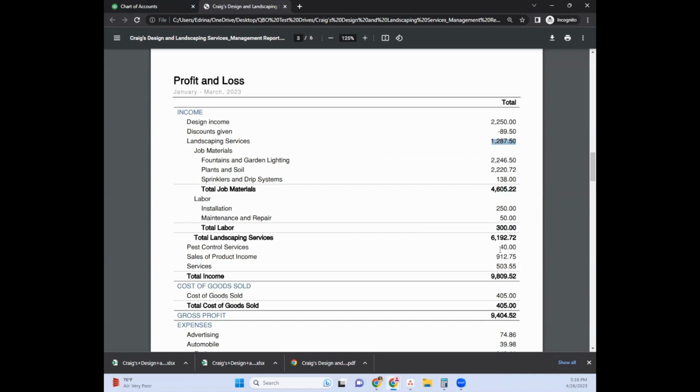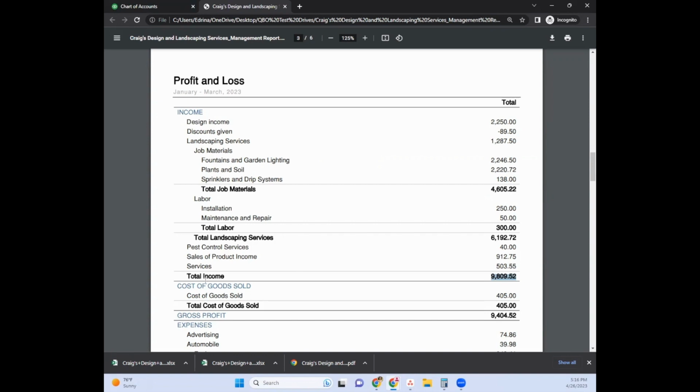Additionally, there are other income type accounts here. So there's pest control, and then maybe there's other products that he does sell as well. And then there's additional services. So this can be anywhere in between, maybe consulting for someone on their landscaping or whatever else is the case. So total income says $9,809.52.